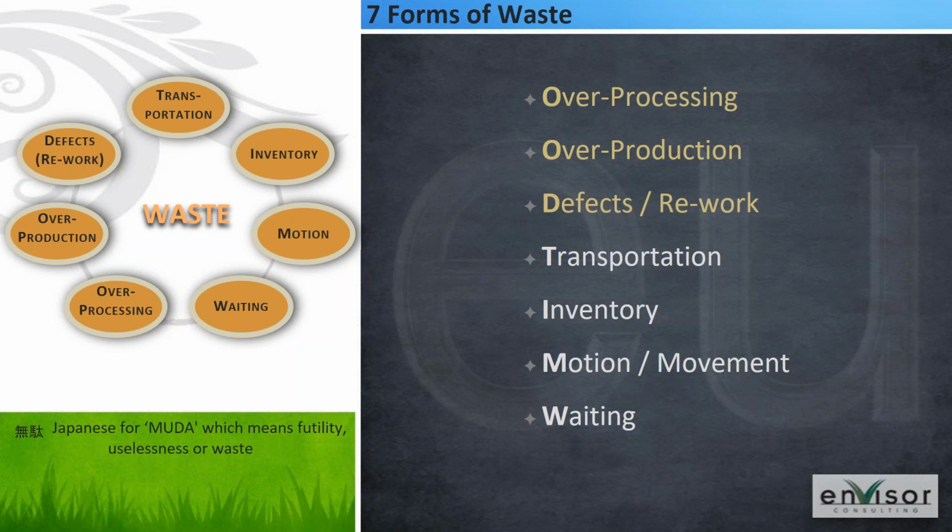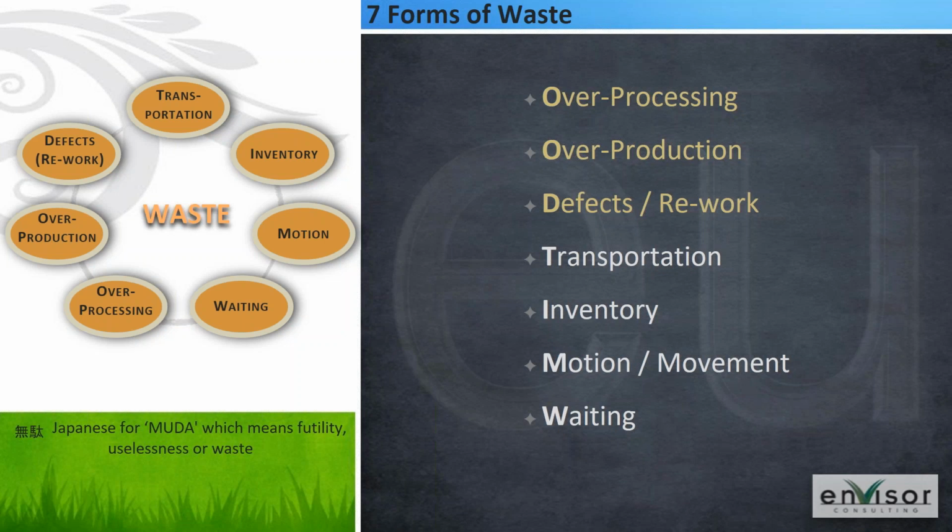You can categorize it as overprocessing, overproduction, defects or rework, transportation, inventory, motion, and waiting. And I want to go through these a little bit, because if you can identify these and put a name around them, then you can begin to qualify the waste that's out there on the job sites. If you can qualify it, you can come up with countermeasures and figure out how to reduce or eliminate it.